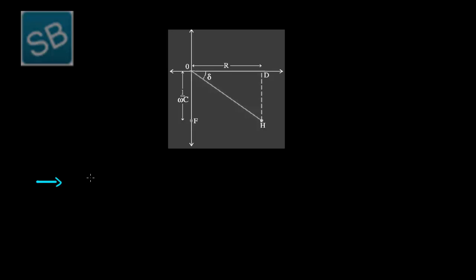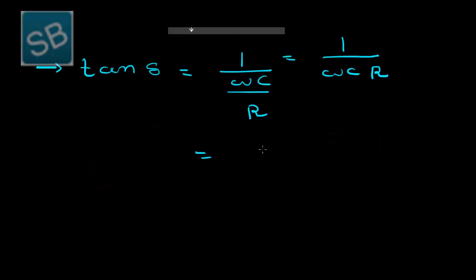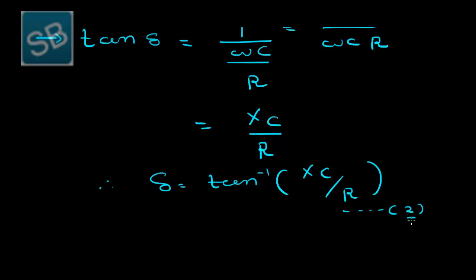Here if you want to find out the phase difference, then again you have to consider the equation of tan delta, which is the ratio of two arms. First of all I have to consider the vertical arm, that is 1 upon omega C, divided by the horizontal arm R. So I can directly write it is 1 upon omega C into R, whereas 1 upon omega C is the value of Xc. So the final answer is Xc over R, and with this the phase difference delta is equal to tan inverse Xc over R, and this is the second equation for the phase difference.